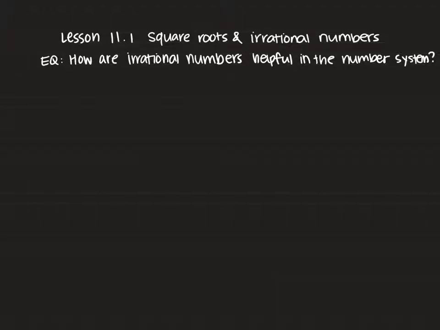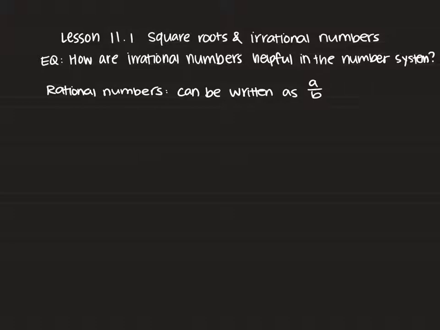Lesson 11.1 is on square roots and irrational numbers, and the essential question for this lesson is how are irrational numbers helpful in the number system. So I am sure you have heard of rational numbers and irrational numbers. Rational numbers are any numbers that you can put in the form of A over B. So it can be any number that can be represented using a fraction.